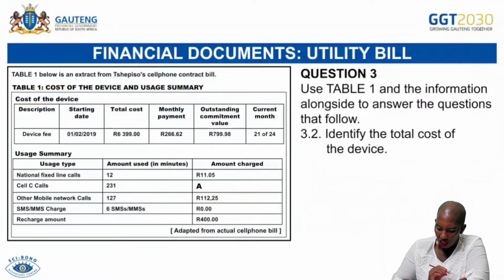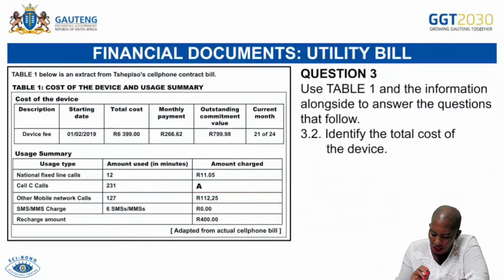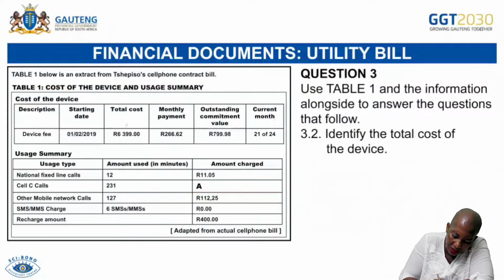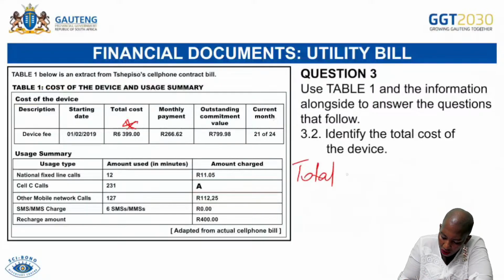Now let's quickly check. It says use the table and the information alongside to answer the questions that follow. Identify the total cost of the device. So this is the total cost of the device. The answer is there. You don't need to scratch your head. The total cost is equal to what?